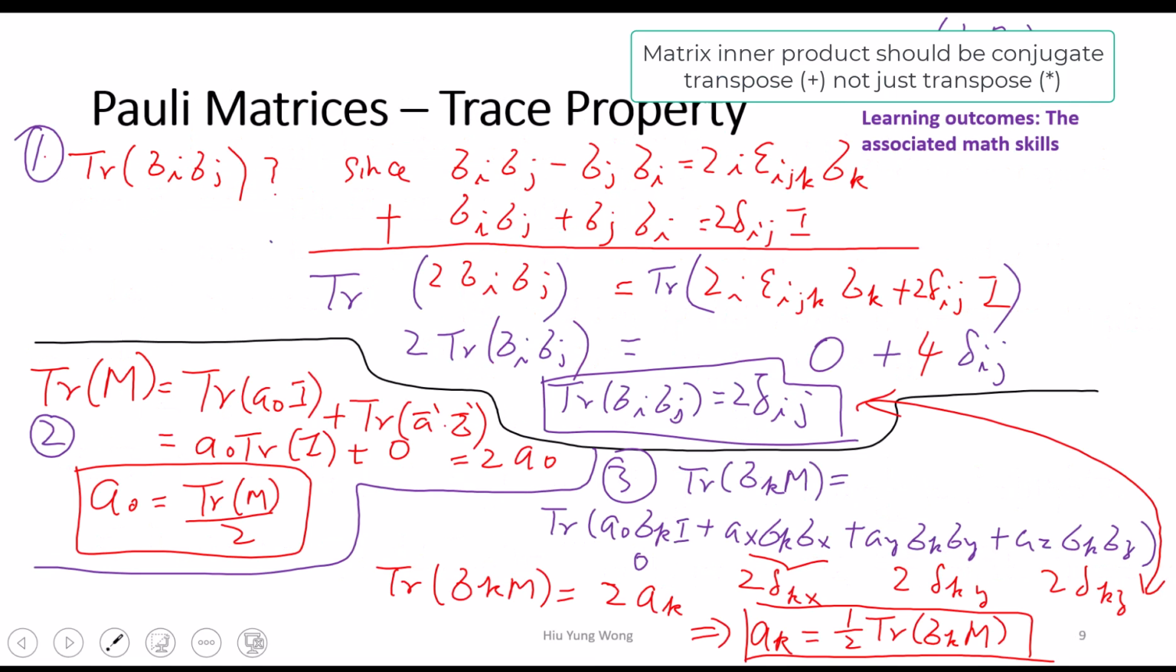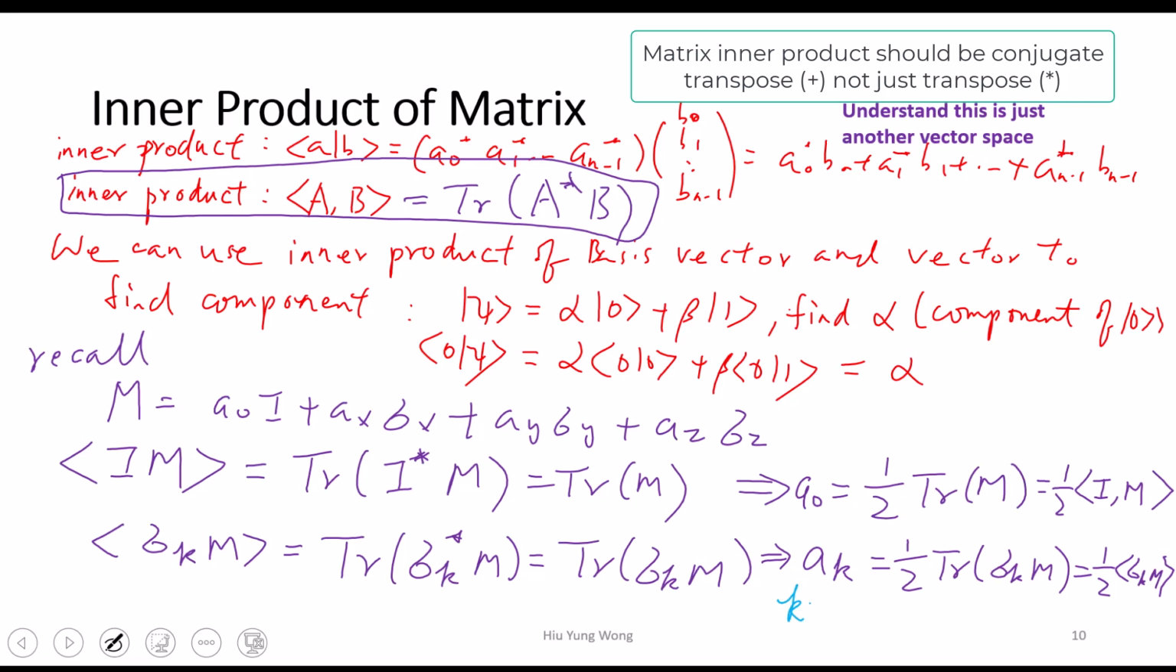AK, K can be X, Y, Z. A0, X, Y? No, because this equation is for X, Y, Z. A0 I show here already. A0 is I times M. You can call it sigma 0, however. So you can combine everything to call this sigma 0, erase this, and then now your K is 0, 1, 2, 3. Yeah. So some textbooks use 1, 2, 3 instead of X, Y, Z.